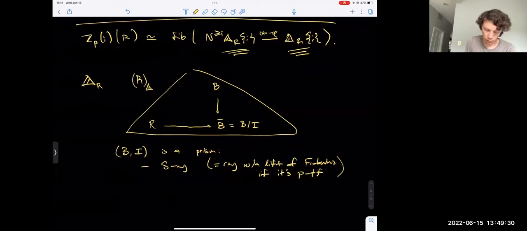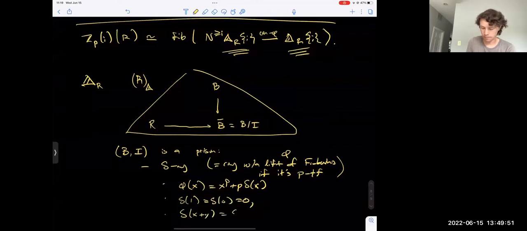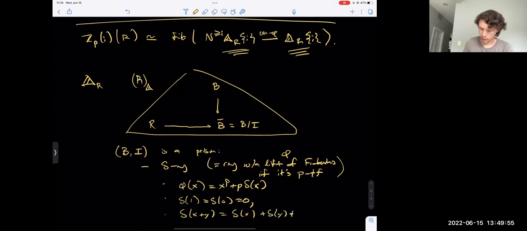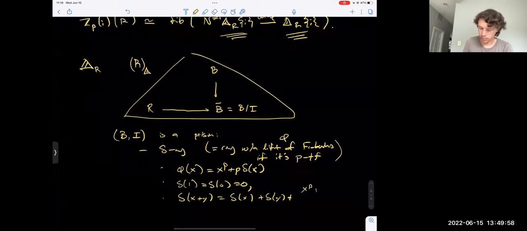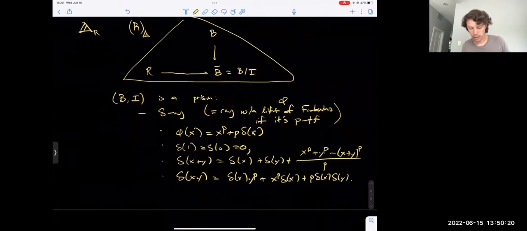So if phi is the lift of Frobenius, then delta is a set-theoretic operation which satisfies phi of x equals x to the p plus p delta x. And so from this, you can figure out that delta of 1 is delta of 0 is 0, and there's some additive formula, plus some polynomial, x to the p plus y to the p minus (x plus y) to the p, divided by p. This has integer coefficients, and then some multiplication formula. So this is delta of xy equals x to the p delta y plus y to the p delta x plus p delta x delta y. So those are the axioms that delta satisfies.